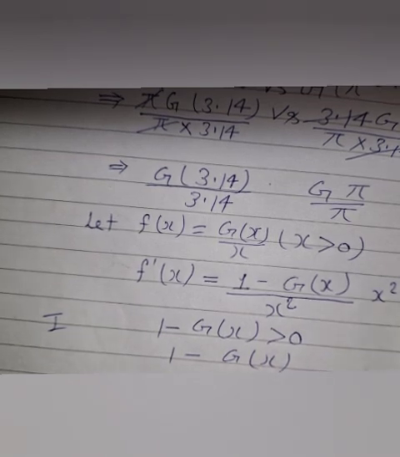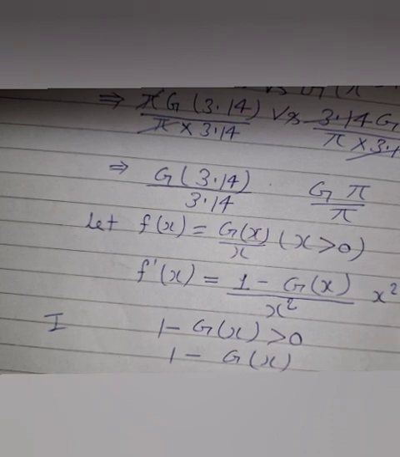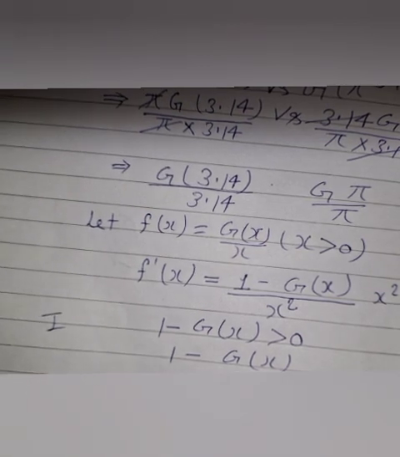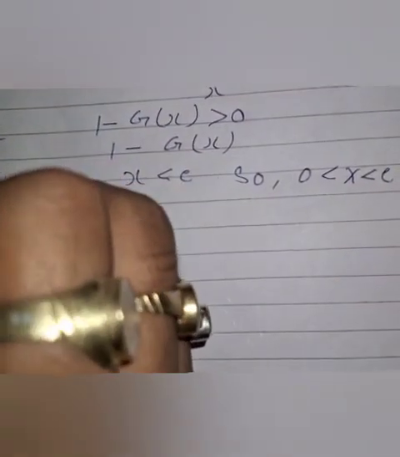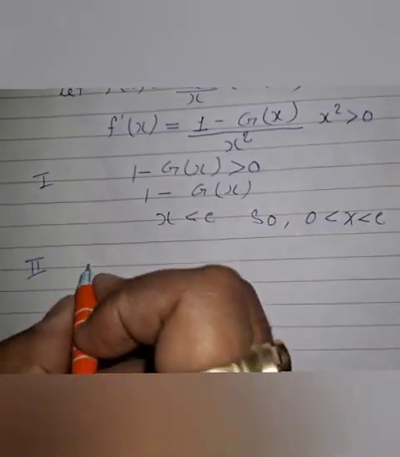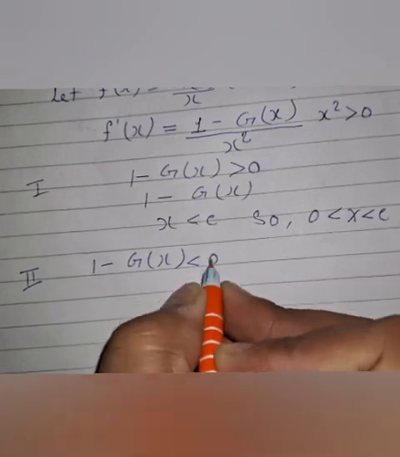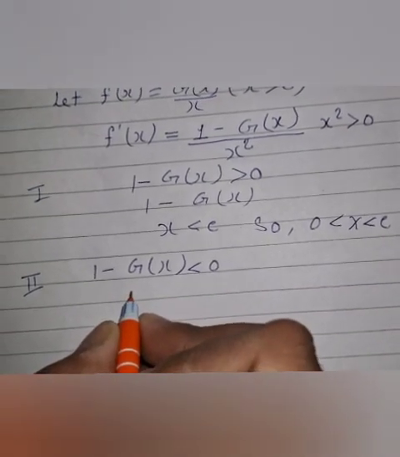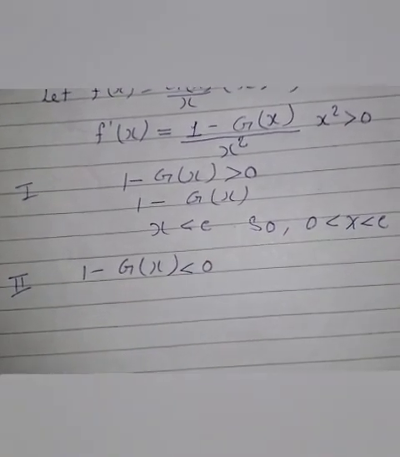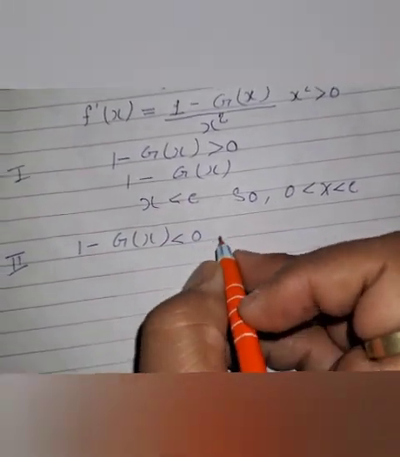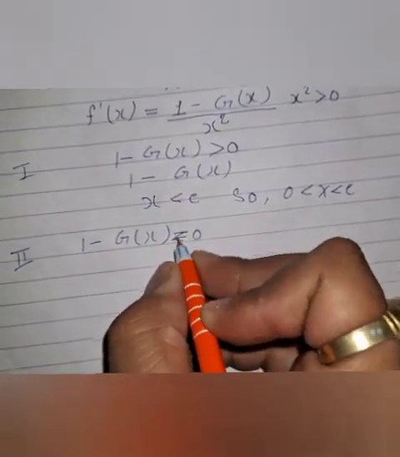Now the second case, we have the numerator equal to 0. That is 1 minus natural log of x equals 0, so x is equal to e. Now the third case, 1 minus natural log of x is less than 0, so x is greater than e. Now here the derivative of f of x is positive, that means the function is increasing. Here the derivative of f of x is smaller than 0, that is negative, so the function is decreasing.